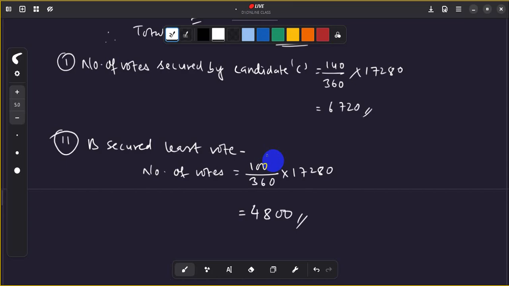Okay, in this way we can convert the number of degrees into the number of votes also. Any confusion? No, sir. Okay, do you have any question on today's session? No, sir.